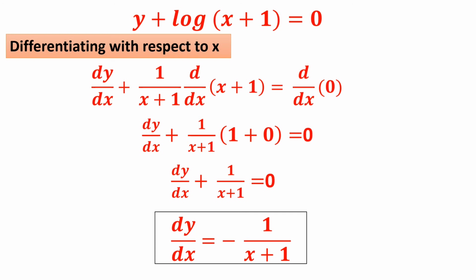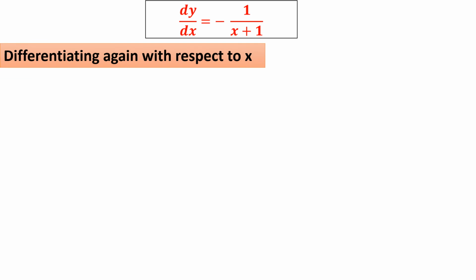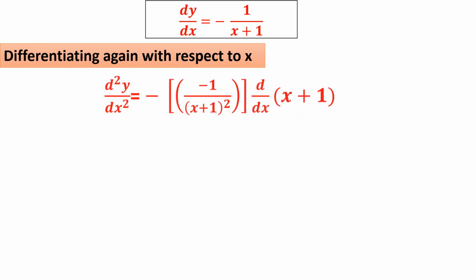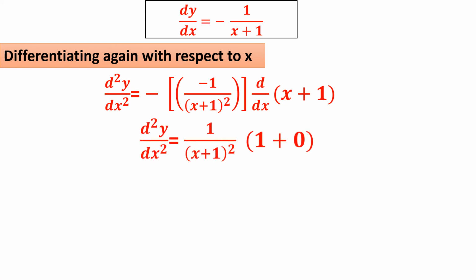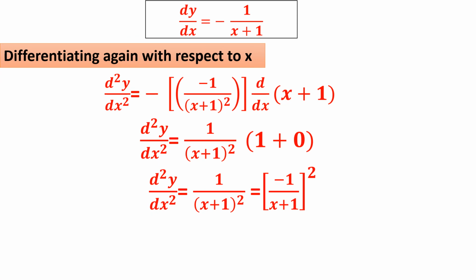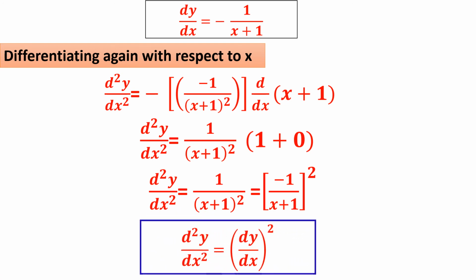We have found the first derivative now. Let us continue with the second derivative. The derivative of minus of 1 by something is minus 1 upon that whole square into d by dx of the denominator. Here it is only x plus 1, therefore its derivative is 1 plus 0. Therefore, you got the second derivative as 1 upon x plus 1 the whole square. You can write it as minus 1 upon x plus 1 the whole square, because the first derivative is minus of 1 by x plus 1. Now, you have proved that the second derivative is nothing but the square of the first derivative.